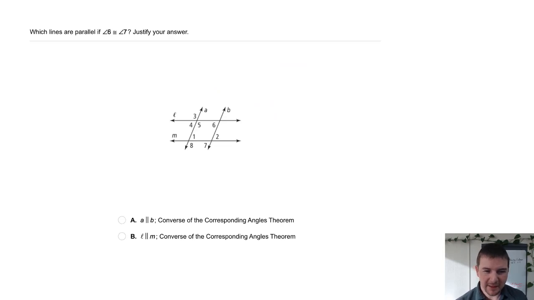Which lines are parallel if angle 6 is congruent to angle 7? And justify your answer.